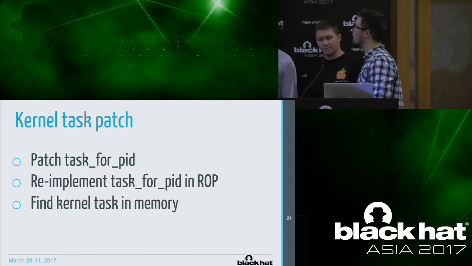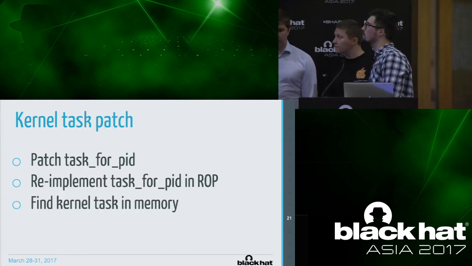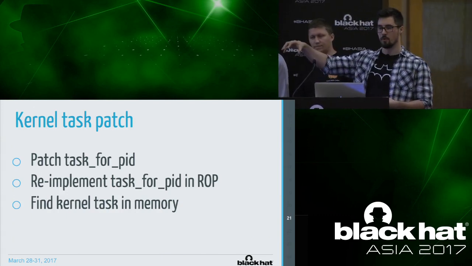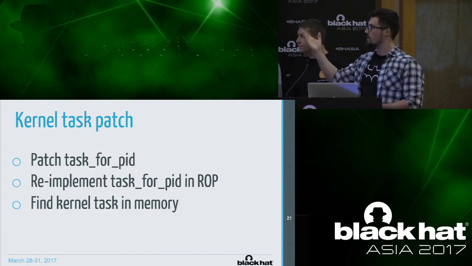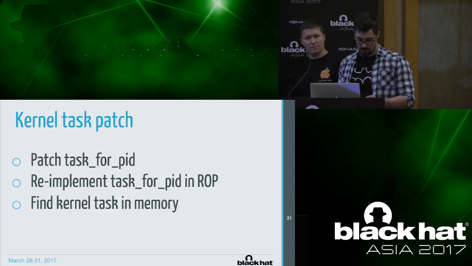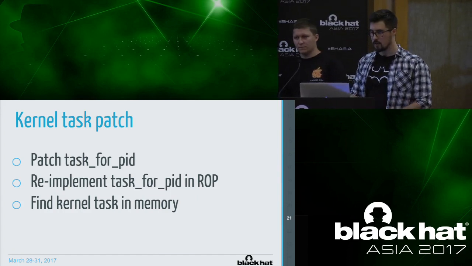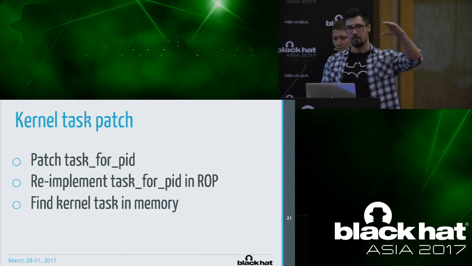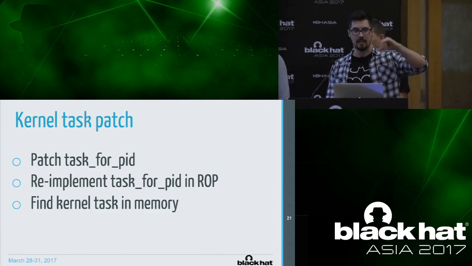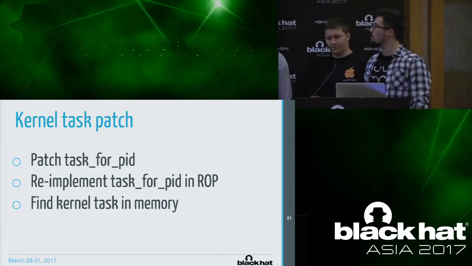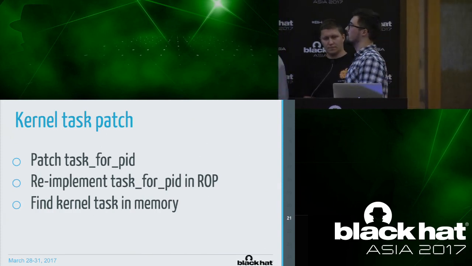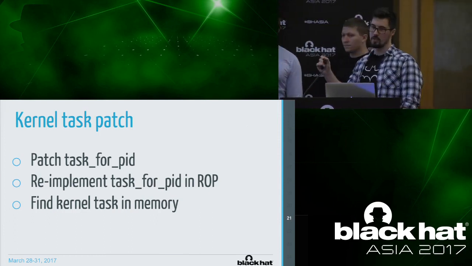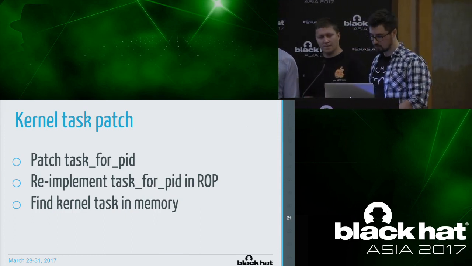So what are the possible ways to export the kernel task port? First of all, there is a function called task_for_pid, which basically returns the task port for a process of interest. And of course, there are checks to make sure we cannot export the kernel task. So we can patch this one. We can even re-implement task_for_pid in ROP. The basic idea is to implement only the functionality we need and skip any checks. It may not be that trivial. If there are no other ways, we can always find the kernel task port in memory and export it.